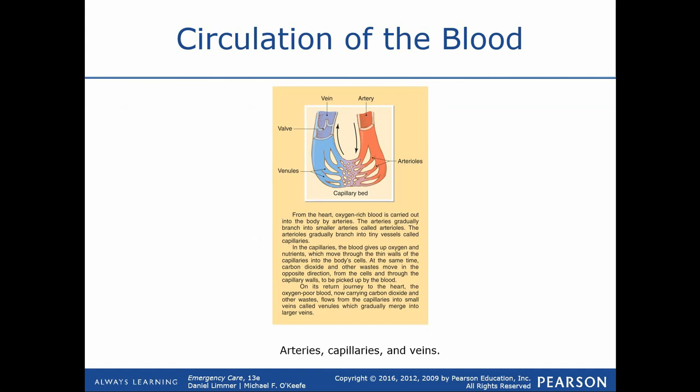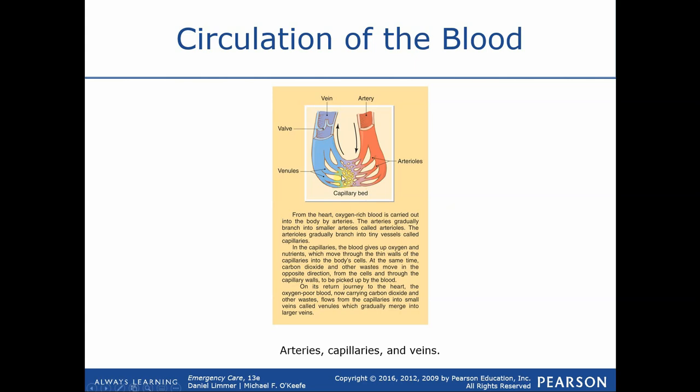So our capillaries, our veins, and our arteries, this is something that's important to know. Our arteries carry blood away from the heart. And with the exception of the pulmonary artery, every single artery in the body carries oxygenated blood. That oxygenated blood comes down through the artery, and then it goes through this capillary bed. Capillaries are tiny, tiny little things. And capillaries are the only point in the body where gas exchange can occur.